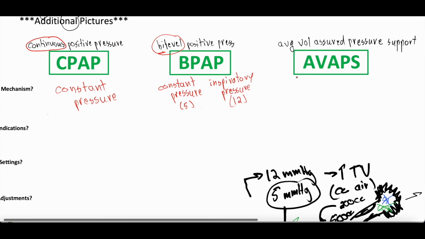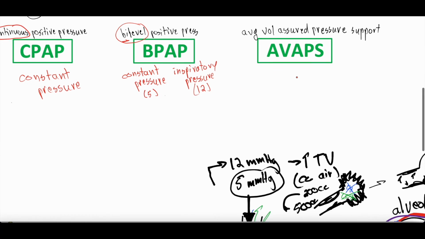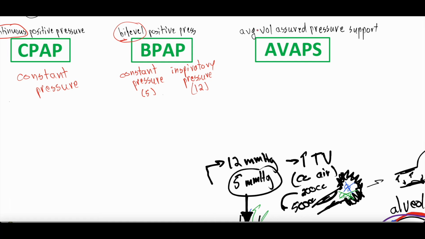And then that takes us to the most confusing one, which is AVAPS. And AVAPS is averaged volume assured pressure support. So AVAPS, for all intents and purposes, has both that constant pressure like we talked about, the pressure that is there all the time. It also has an inspiratory pressure, but it gets fancy.